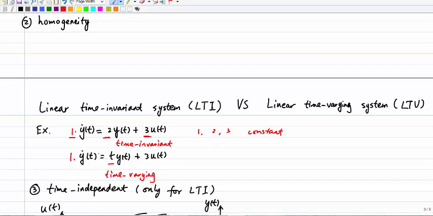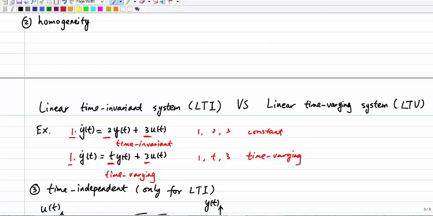On the contrary, look at this system: y dot t is t times y t plus 3 u t. This is called a linear time variant system because the parameters are 1, t, and 3. The 1 is constant, but t is not a constant. It's time variant, because at different times it will be different. As a matter of fact, we don't need every parameter to be time variant. As long as one of them is time variant, we call it a linear time variant system.